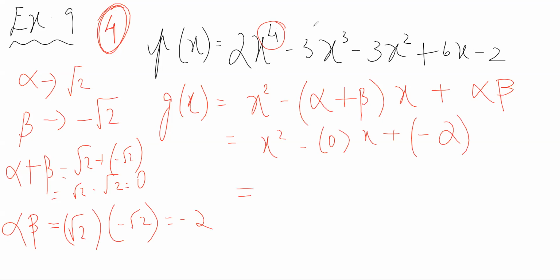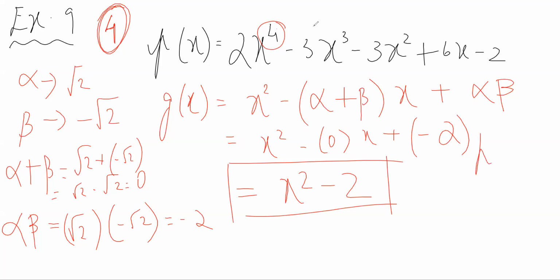Okay, now we have got x square minus x square, 0 into x will become 0. And we have got x square minus 2. So this is g of x. X square minus 2 is the g of x. Now let's divide p of x by g of x.